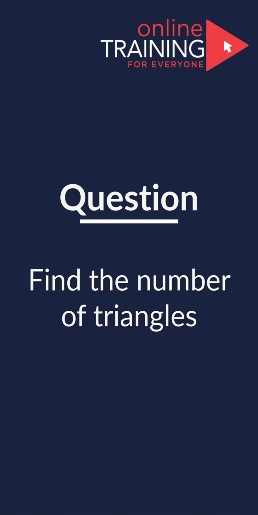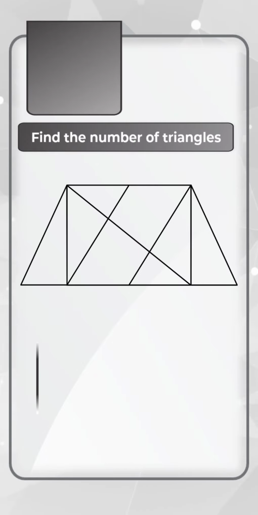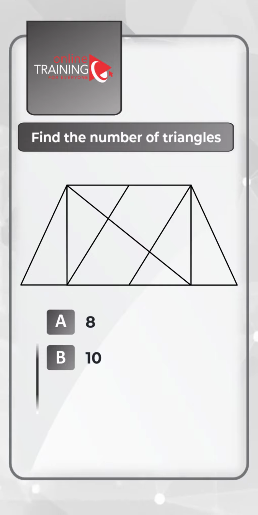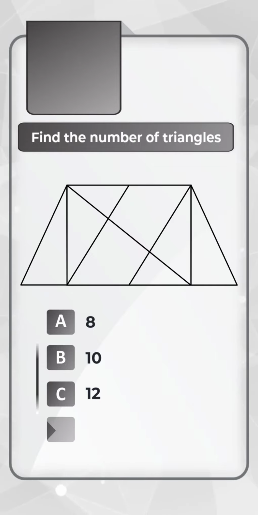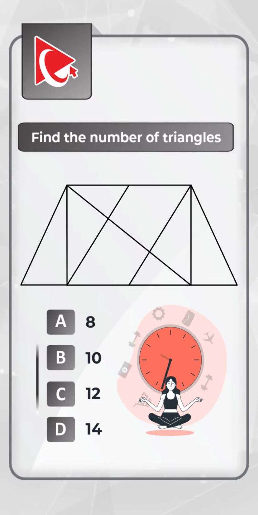And now, here's the question for you to try your skills. You need to determine how many triangles are shown on the screen. You have 4 different choices. Choice A, 8. Choice B, 10. Choice C, 12. And choice D, 14. Feel free to pause this video to calculate the right answer.